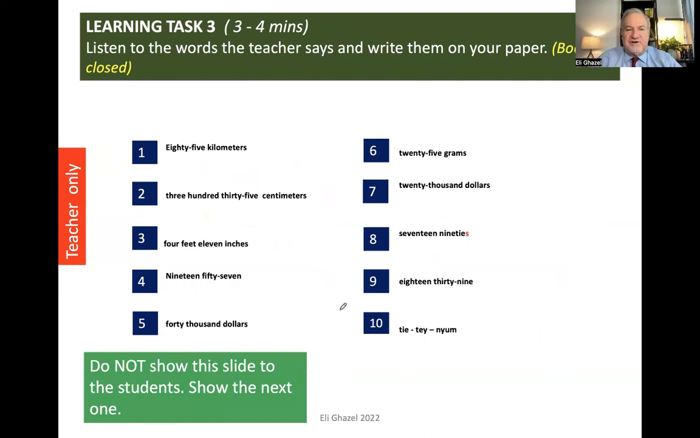So you as a teacher, it's almost like a dictation, but the purpose of the dictation here is to get the students used to numbers and measurement units so that they can do much better on the IELTS exam. I'll just read them very quickly for you if you need them. 4 feet 11 inches. Number 4, 1957.